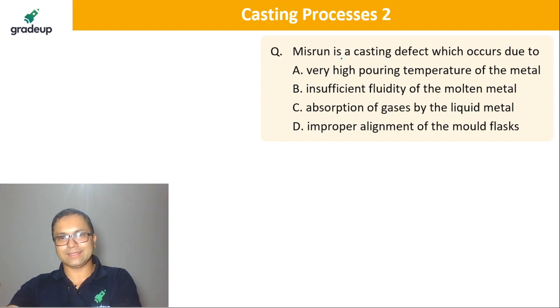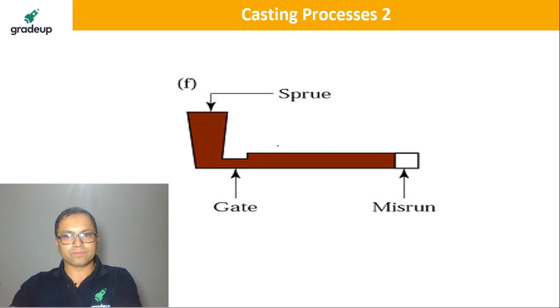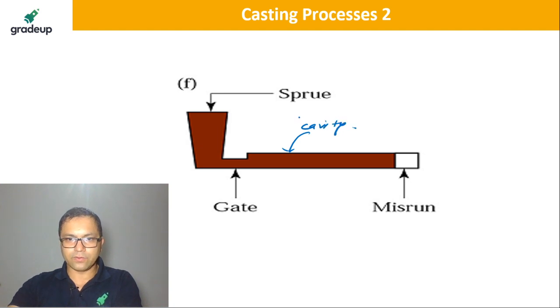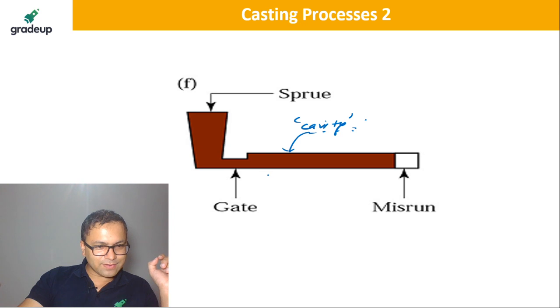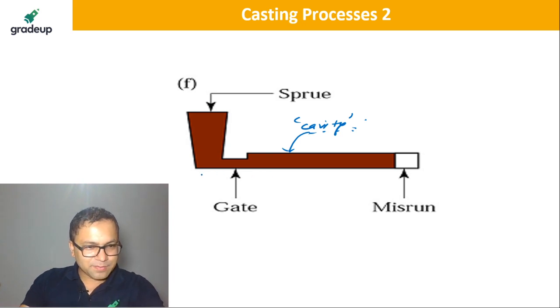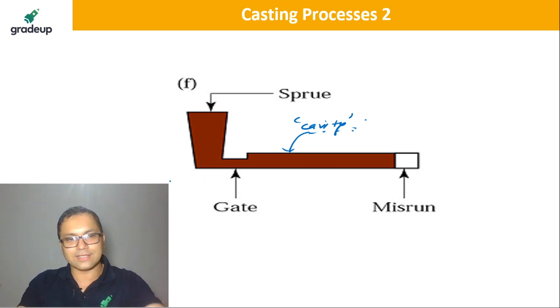Okay, now please tell. Okay, let's see this question. Okay, misrun. So misrun is a casting defect which occurs due to. Let me tell you. Okay, fine. Now this is a misrun. Okay. Now let's say that this is the cavity, where the molten metal flows. And this is the sprue. Okay, so lots of people, Pradeep, Ranvin, Sanjeev, and TPM also got it correctly. Abhinash also got it correctly, right? Prince, Logesh, yes, good.